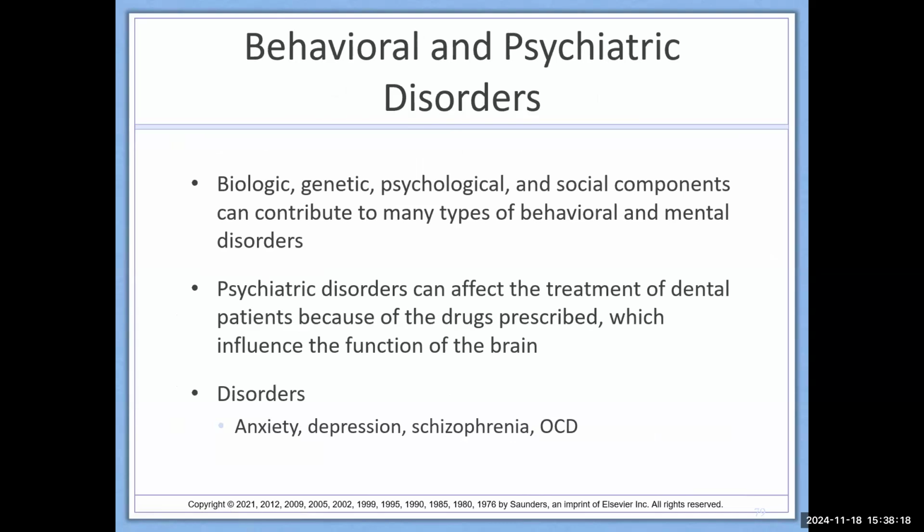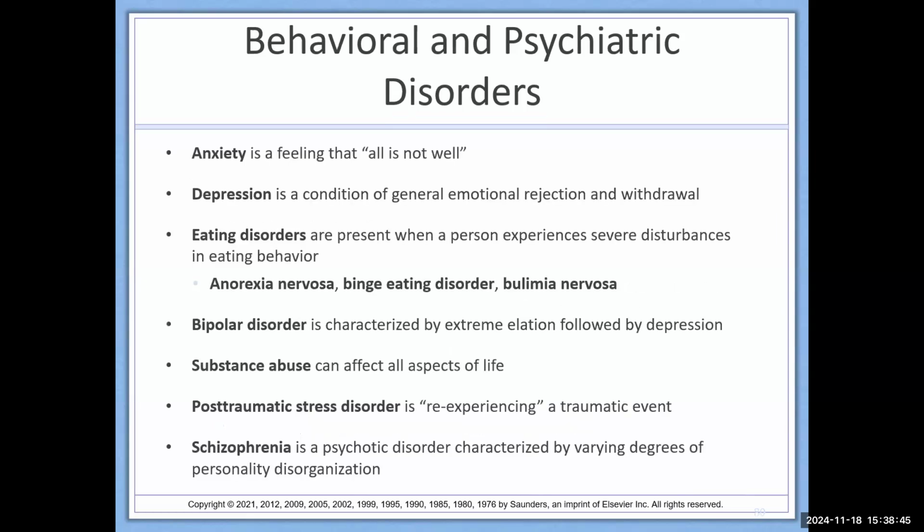With behavioral and psychiatric disorders, that's what your book now talks about. There are parts that can contribute to many types of behavioral and mental disorders. It could be biologic, genetic, psychological, and even social. Psychiatric disorders can affect the treatment of dental patients because of the drugs being prescribed, which can influence the function of their brain. What are some examples of these disorders? Anxiety, depression, schizophrenia, and even OCD.